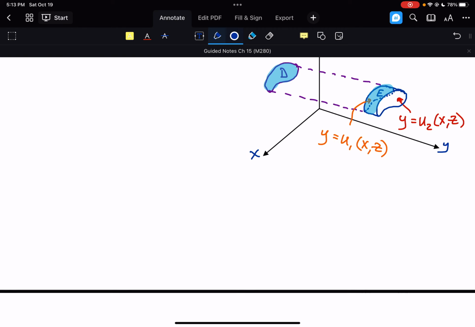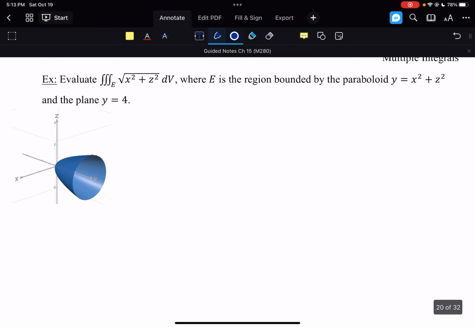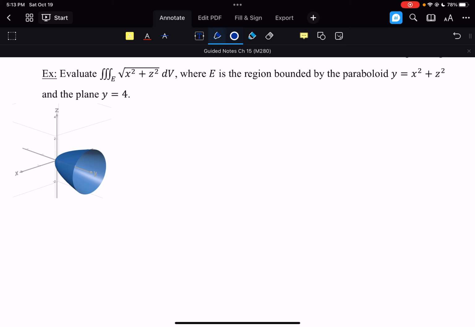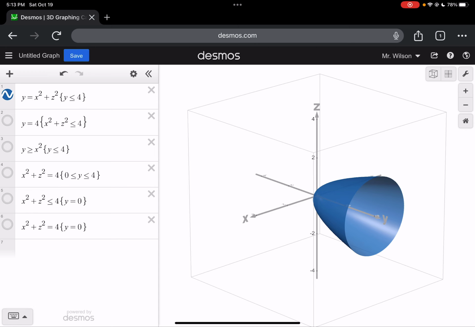So let's take a look at an example. Evaluate the triple integral over E of square root of x squared plus z squared dV, where E is the region bounded by this paraboloid, y equals x squared plus z squared, and the plane y equals 4. So I actually have a little more of an interactive component for this. So there's the plane y equals 4. Notice it cuts off the top part, or I should say the outermost part, the furthest part of that plane.